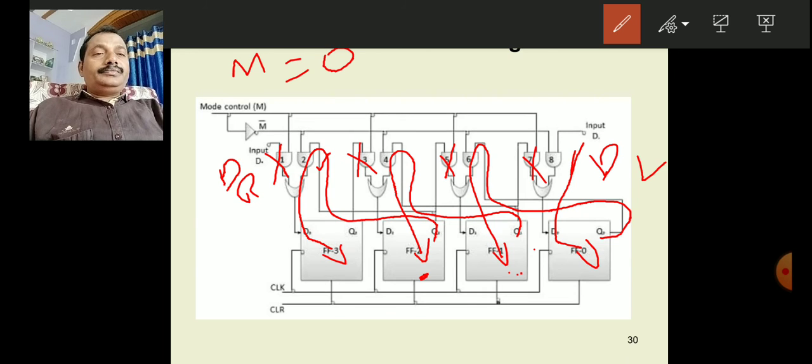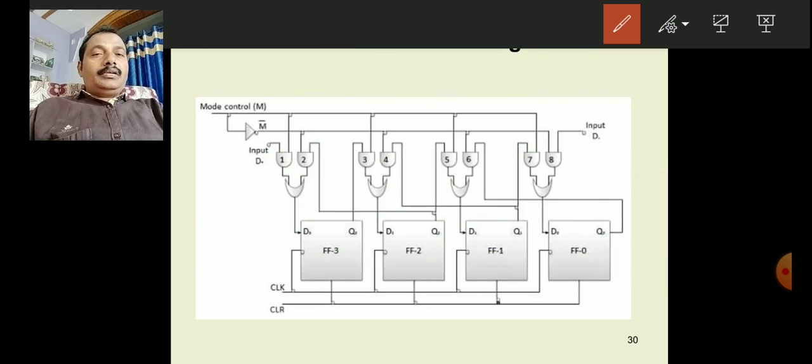Okay, next let me show you for M equals 1. For M equals 1, what happens is M bar is 0. Hence, this AND gate is disabled. This AND gate is disabled. This AND gate is disabled. This AND gate is disabled. Other AND gates are enabled because M is 1. M is 1 means other AND gates are enabled.